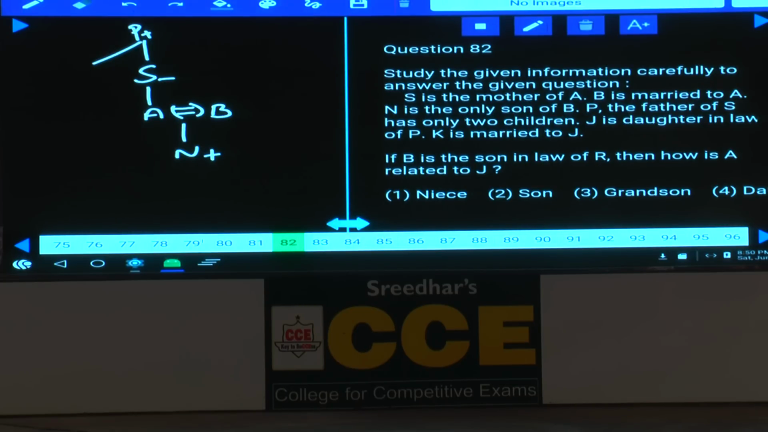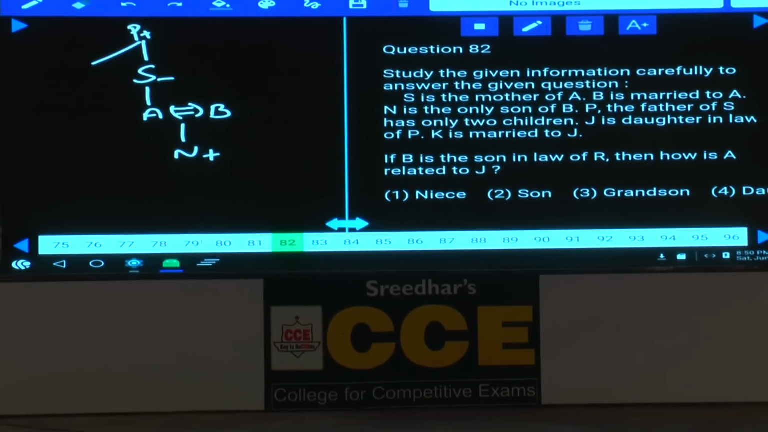J is the daughter-in-law of P. Daughter-in-law means son's wife, so P's son's wife is J. K is married to J, which means K is the husband of J, hence K is the son of P. Then B is the son-in-law of R. Son-in-law means daughter's husband.